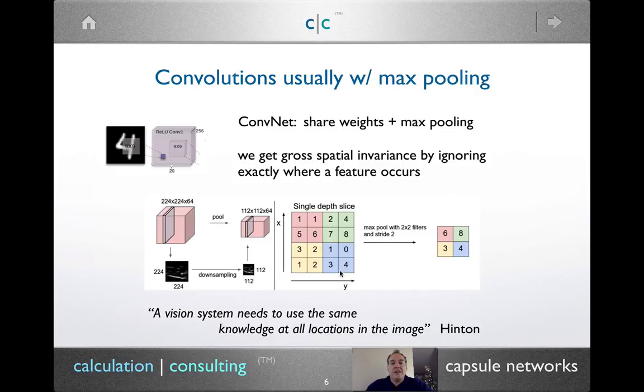I do this over the entire slice, a max pool of 2 by 2 with a stride of 2, and I get this 2 by 2 array with the maximum values at each of the pooled areas. This is how convolutional nets share information. Now, according to Hinton, a vision system needs to use all the same knowledge at all locations in the image in order to be successful. So in a convolutional net, it shares information by sharing the weights across the image, and we get this sort of gross spatial invariance by doing this, which I'll explain in a little bit.